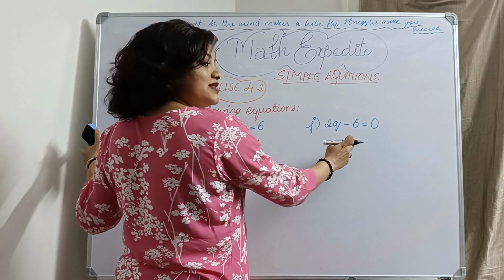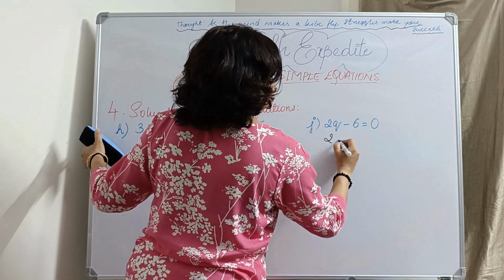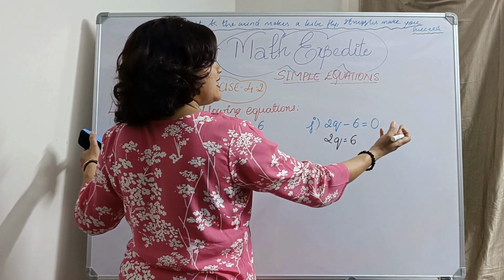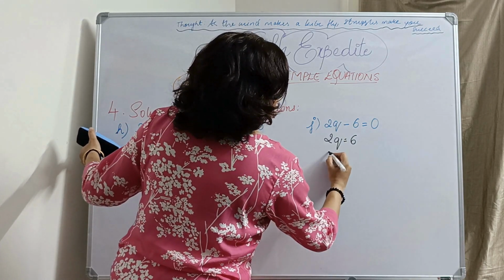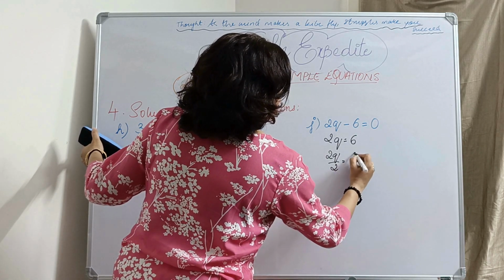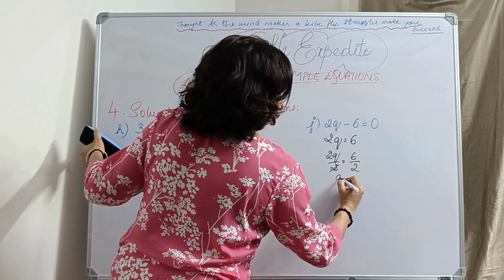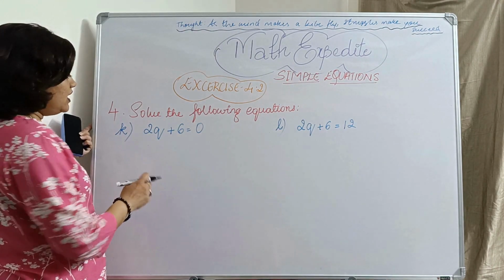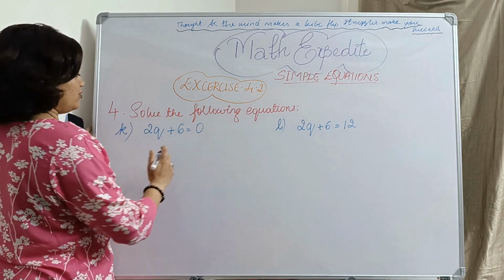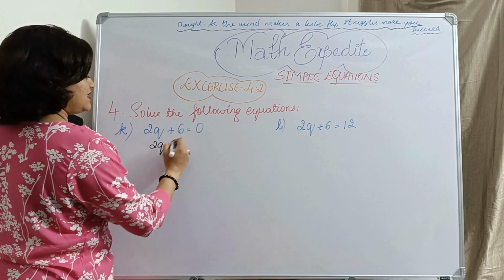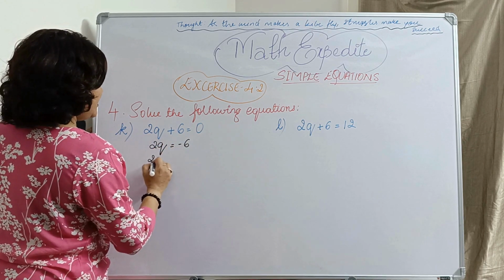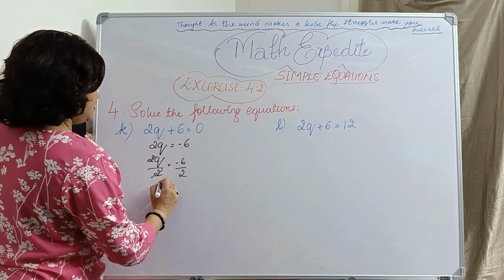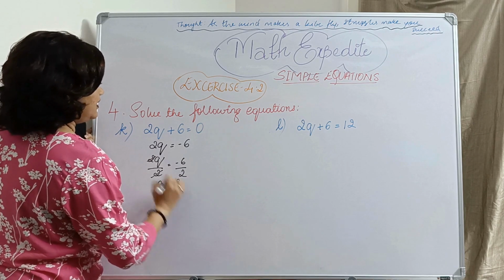In this, 2q minus 6 is equal to 0. So I have to transpose, 2q equals plus 6 because it is minus. So when it goes the other side, what happens? It becomes plus 6. Now I have to divide by 2 on both the sides. So I get q is equal to 3. Next one, 2q plus 6 equals 0. So here we are transposing plus 6 to the other side, so it becomes minus 6. Then we have to divide both the sides by 2. 2 gets cancelled. q equals minus 3.